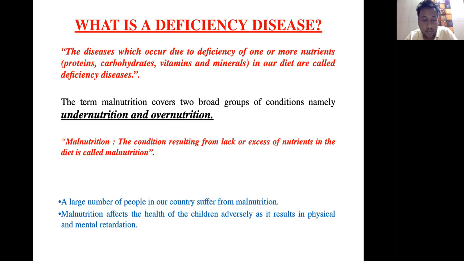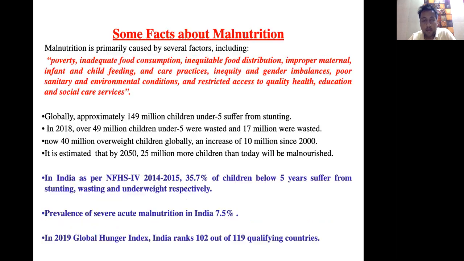A large number of people in our country suffer from malnutrition, which affects the health of almost half of the population of India, especially children, and which can result in physical as well as mental retardation. Before moving on to diseases due to malnutrition, there are some facts about malnutrition which I would like to share with you. Globally, approximately 149 million children under 5 years of age suffer from stunting.